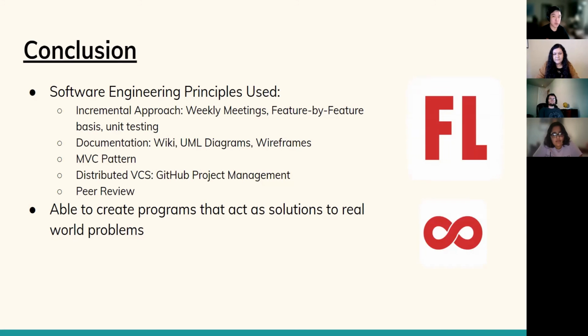Our project utilized multiple software engineering principles taught in CSCI 152. Throughout the development process, we had weekly meetings and worked on features in an incremental process with constant testing. We also utilized a wiki, UML diagrams, and wireframes to manage our design and features since the beginning of the project. We organized the program in a model view controller pattern to separate different components for better readability and maintainability, and used GitHub as a version control system to manage the entire project and peer reviews for updates. Overall, these principles demonstrated an industry environment that helped us make solutions to real world problems.